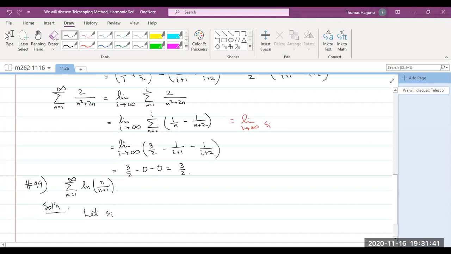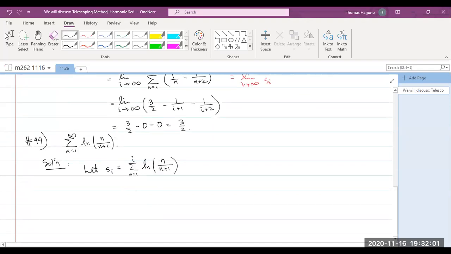Let Si be the ith partial sum, from n equals 1 to i, of natural log of n over n plus 1. Okay, that's the ith partial sum. And we can now write this partial sum as natural log of 1 over 2 plus natural log of 2 over 3 plus natural log of 3 over 4, all the way to natural log of i over i plus 1.